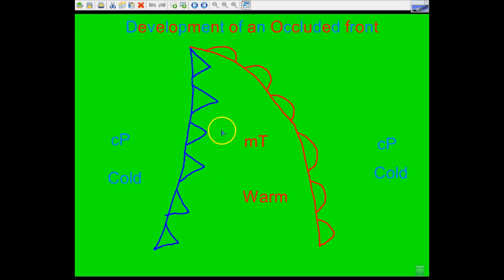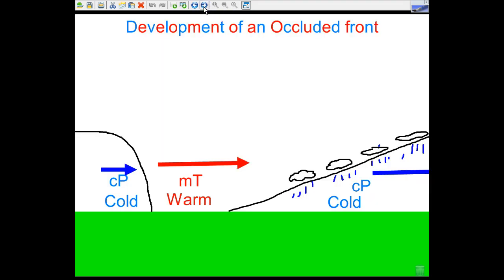So here I have my cold front. Over here I have my warm front. I have cold air mass over here. I have warm air mass over here, cold air mass over here. What's going to happen is that cold front, and this is what it would look like from the side profile. So this is the map view. This is the side profile view. I forgot I had this in there.